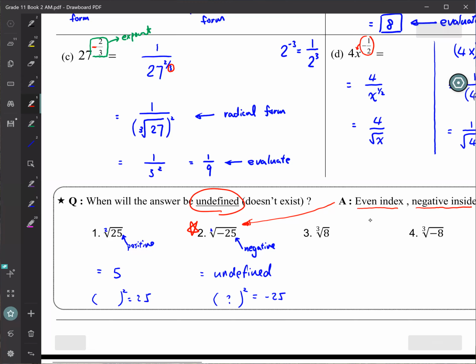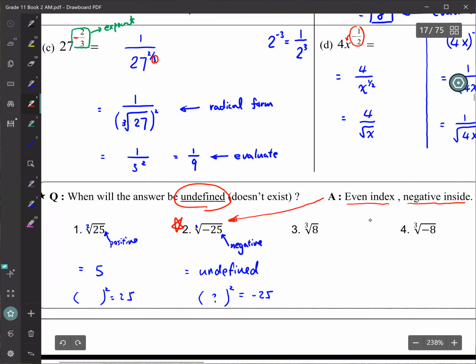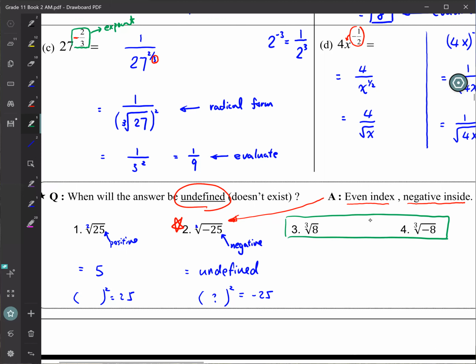So remember the rule. When you get a negative inside, then you check the index. If it's an even number, it's undefined. Okay, now for the third one. Number 3 and number 4, you can think of it as a pair, like number 1 and number 2 are a pair. Number 3 and number 4 have an index of 3, so they are odd numbers.